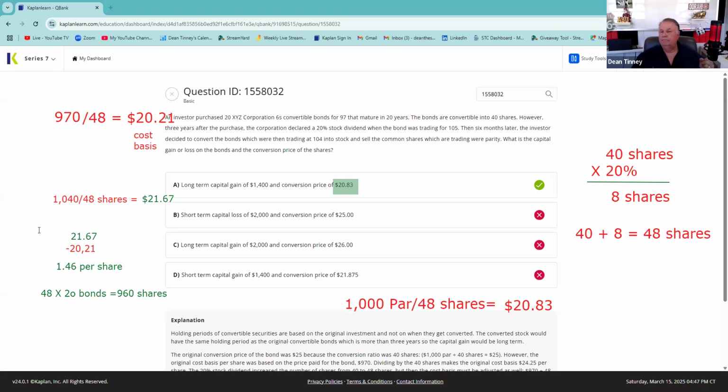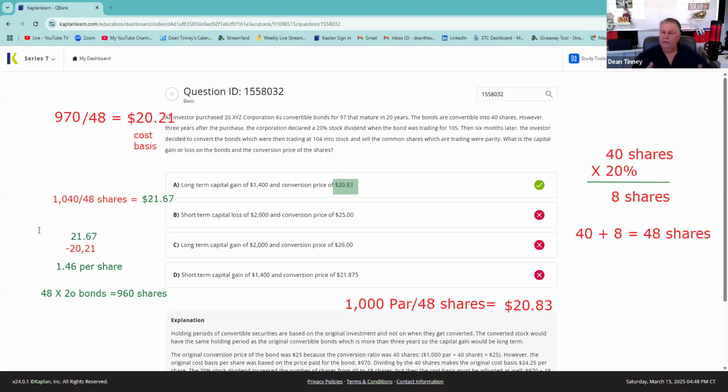So here I'm a happy camper. I'm a happy camper because I converted at a cost basis of 2021 and I have a sales proceeds of 2167. So I made $1.46 per share. Now I have to deal with it. There's 20 bonds.